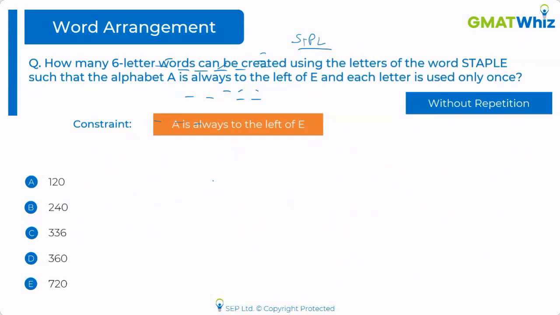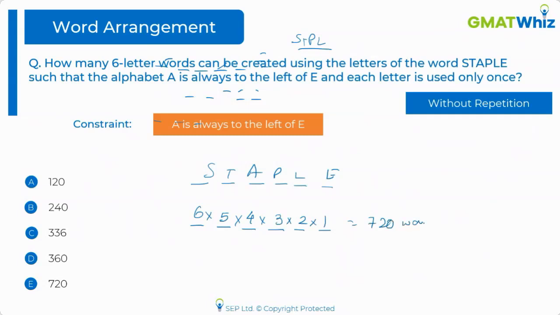See, if there is no restriction at all on this 6 words, STAPLE, if there is no restriction at all, how many words can you form? The first place can be filled in 6 ways. The second can be filled in 5 ways. Third can be filled in 4 ways, 3 ways, 2 ways, 1 way. So total 720 ways, right? Without any restriction at all. But what are they saying? They're saying A should be to the left of E. Okay, A needs to be to the left of E.